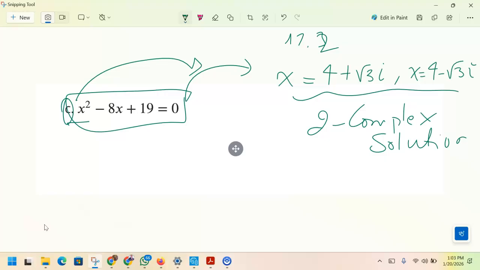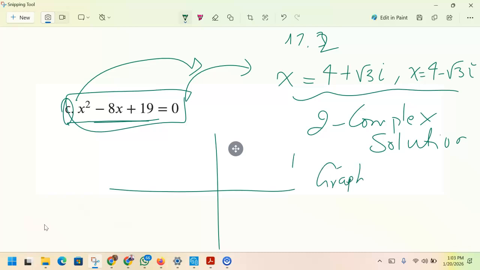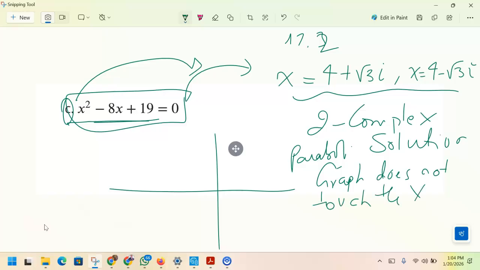But the thing is the graph part. What does this mean? The parabolic graph does not touch the x-axis.